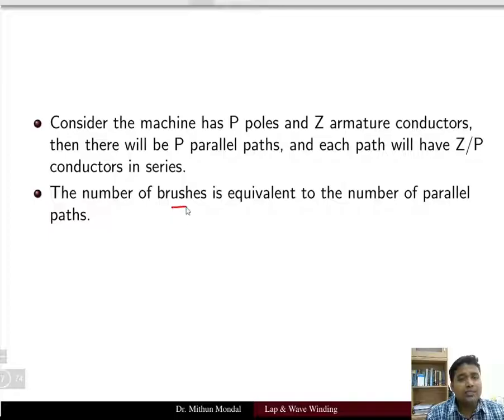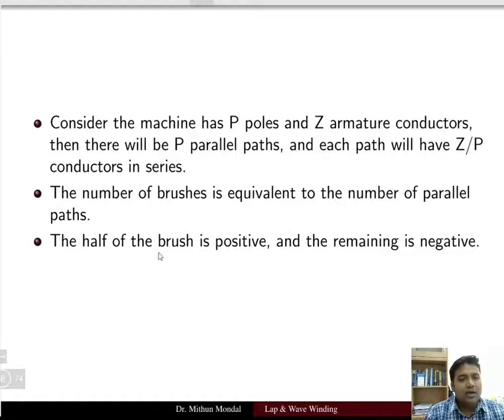The number of brushes is equal to the number of parallel paths. So again the same equation: number of parallel paths is equal to number of poles, which is equal to number of brushes. Now half of the brushes will be positive and the remaining half will be negative.